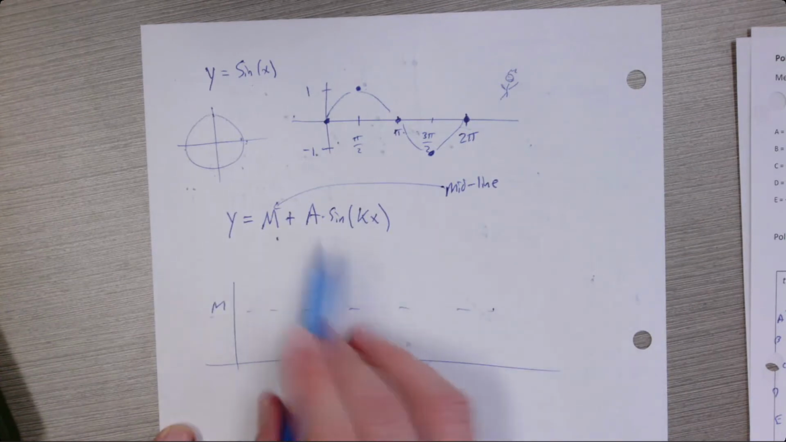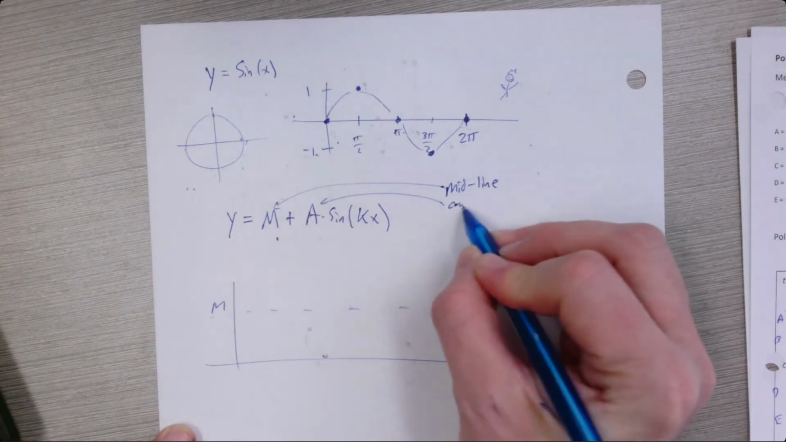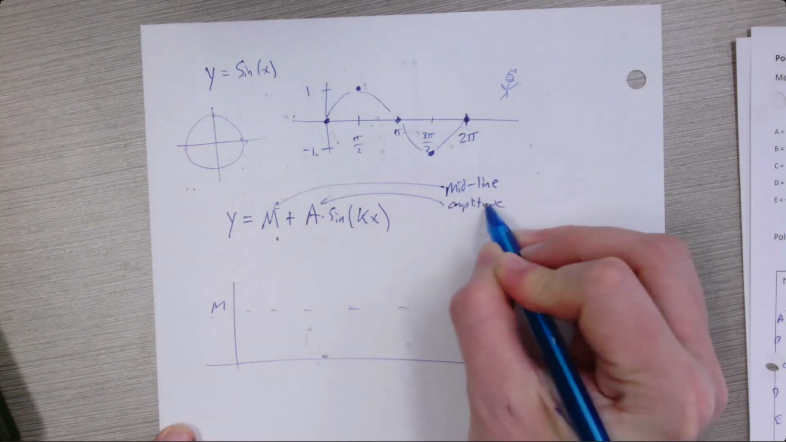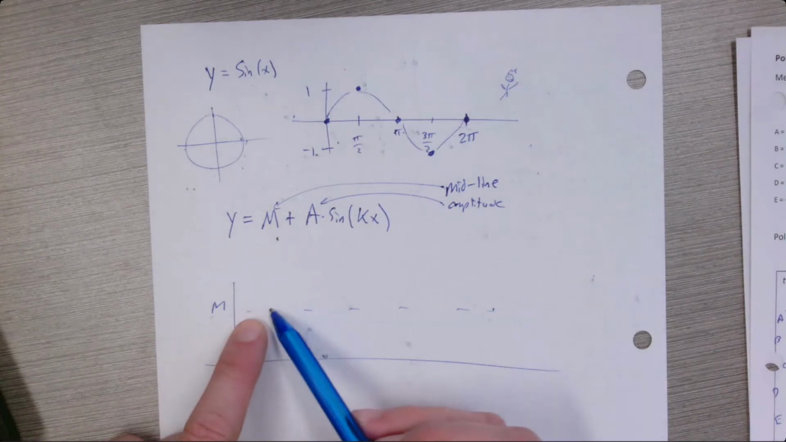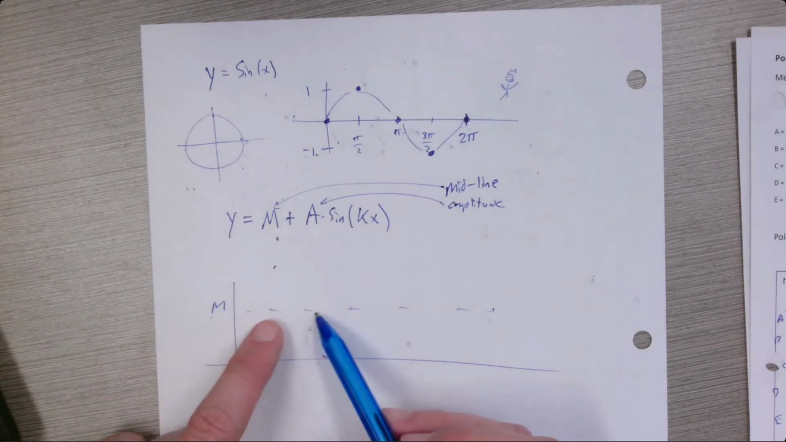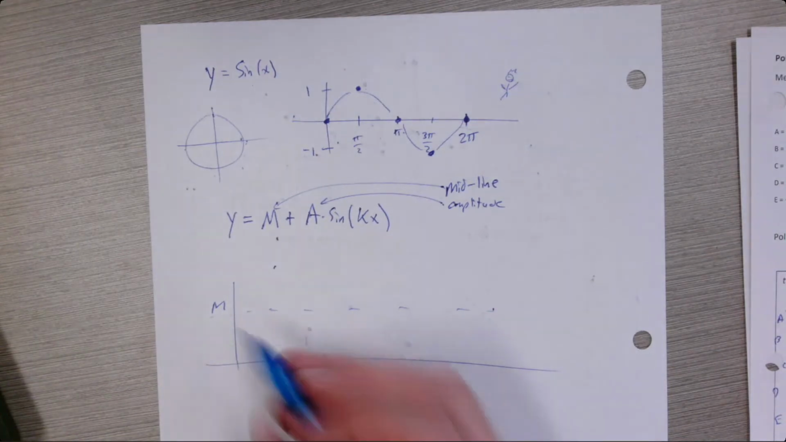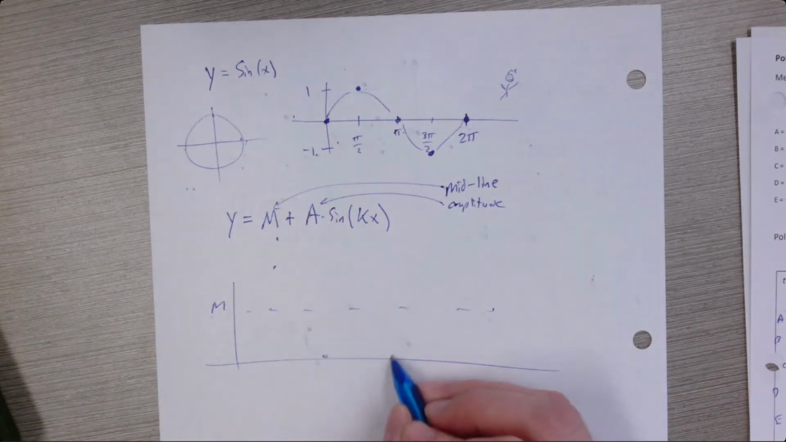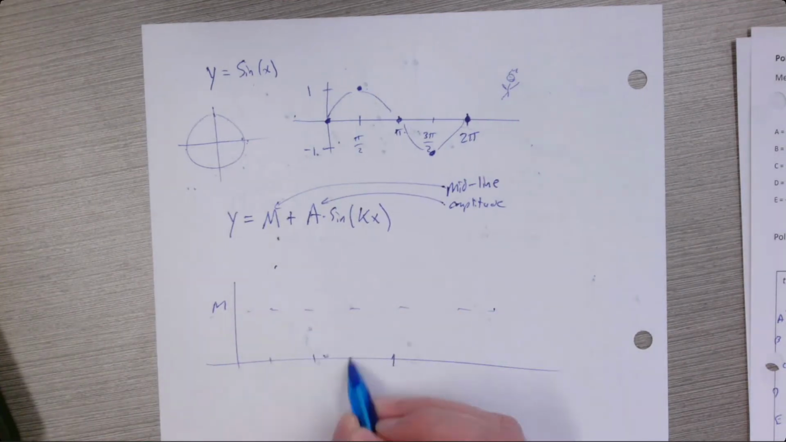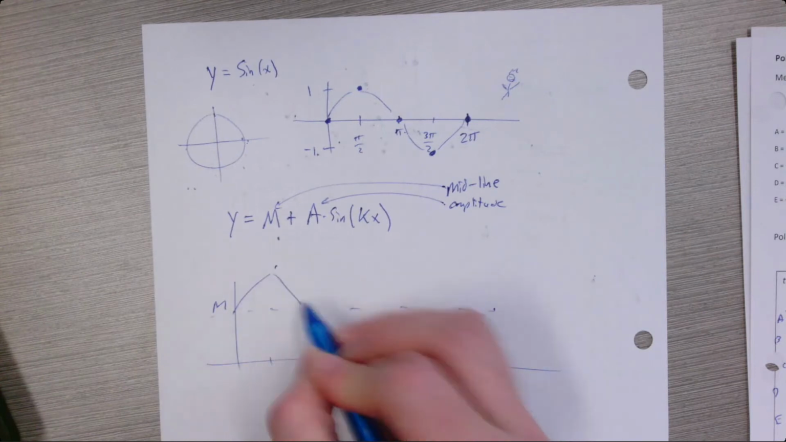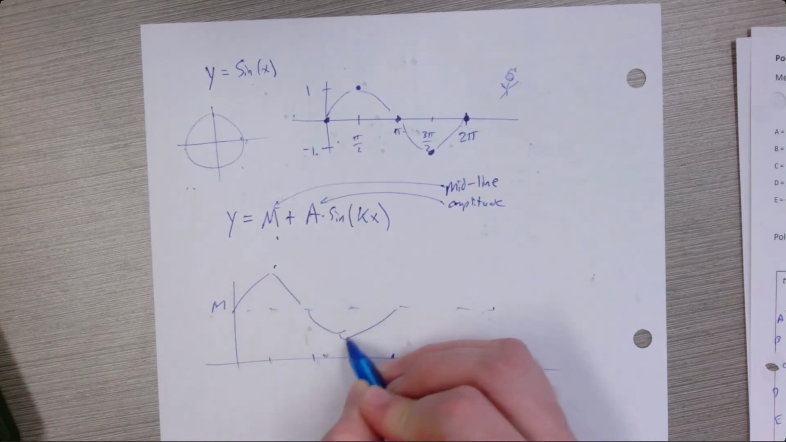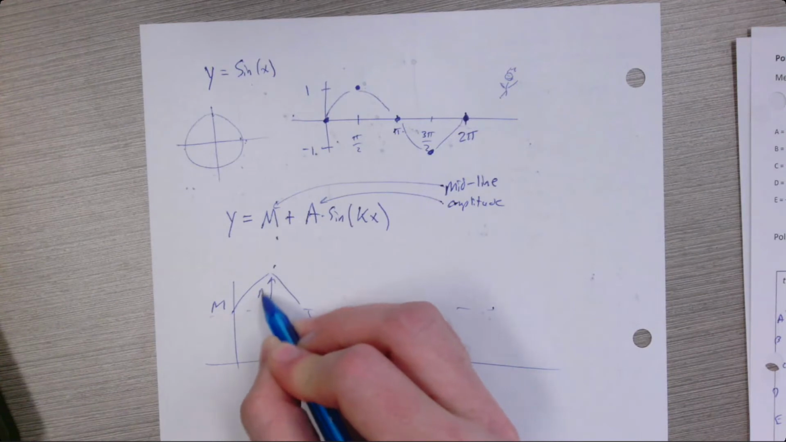And then a, also sometimes called the amplitude, is like the distance from the midline to the maximum, or from the midline to the minimum. So if we're going to imagine it like this, this would be the amplitude.